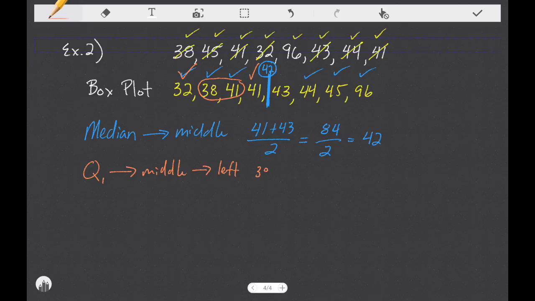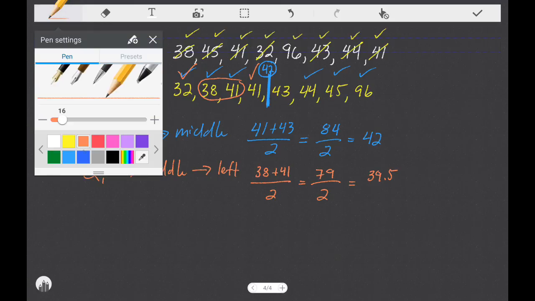So I'm going to have 38 plus 41. I'm going to add those together. I'm going to divide it by 2. So when I add those together, I get 79. I'm going to divide that by 2. And half of 79 is going to be 39.5. So I found my quartile 1, 39.5.